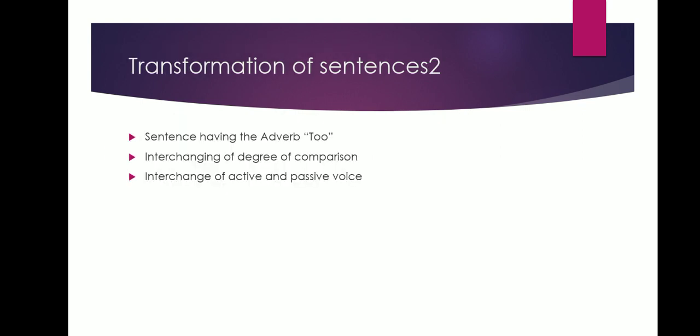In transformation of sentences 2 comes sentences having the adverb too. Then interchanging of degree of comparison. Degree of comparison you may be knowing: positive degree, comparative degree, superlative degree. Then interchange of active and passive voice. Active and passive voice you may be knowing; interchanging of active and passive voice also comes in transformation of sentences. That is also transformation of sentences.